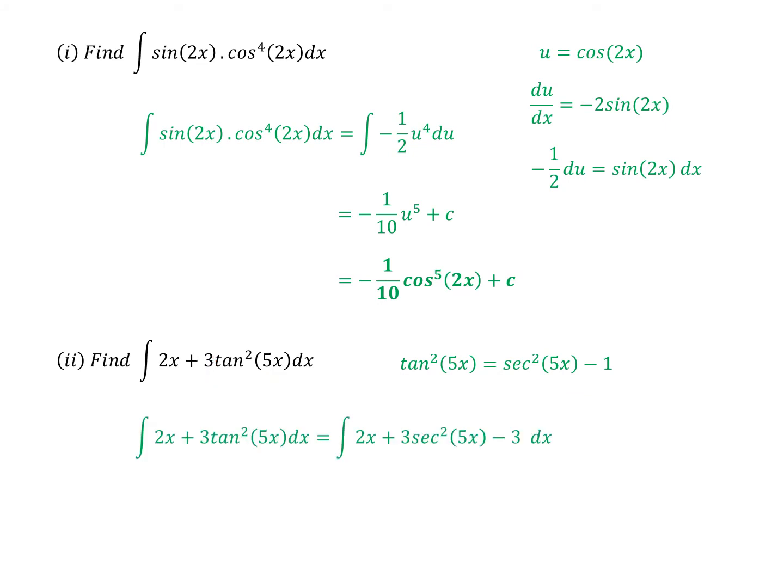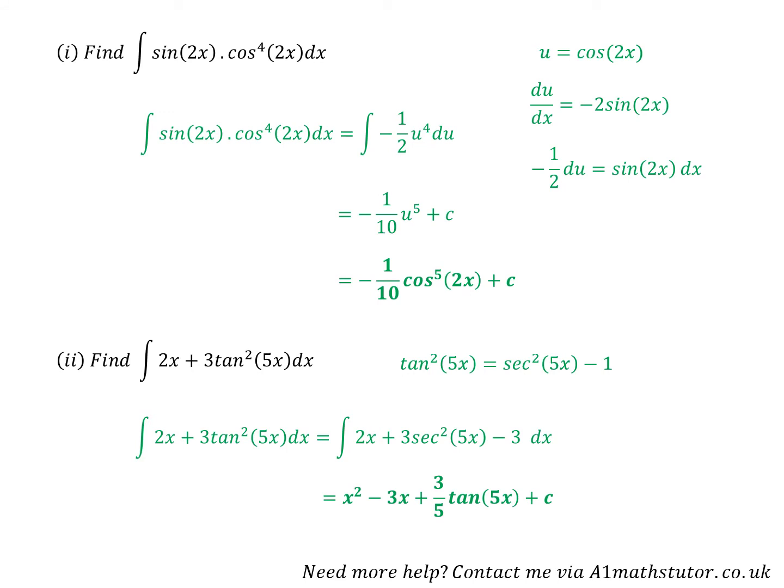So the integral we're trying to perform breaks down into these 3 components now. And now I can integrate sec squared to tan. And that's the answer to that. We're dividing by 5 because of the 5x here. Okay, so that's the answer to the second part of this question.